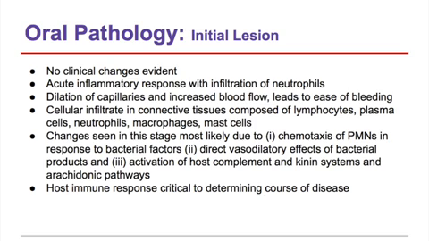Slide number 15 is a continuation of oral pathology in which we will discuss the initial lesion. The first subdivision is known as the initial lesion. In this stage, no clinical changes are evident. The acute inflammatory response is characterized by infiltration of neutrophils. Other observations are dilation of capillaries and increased blood flow, which leads to the ease of bleeding. Changes in this stage are most likely due to chemotaxis of PMNs in response to bacterial factors, direct vasodilatory effects, and activation of host complement and kinin systems.